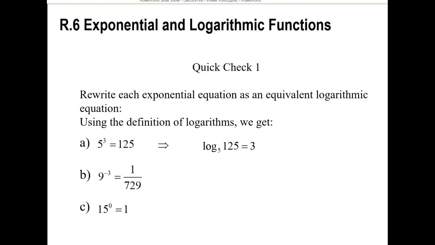So this part A, 5 to the third equals 125, means log base 5 of 125 equals 3. Part B, log base 9 of 1 over 729 equals negative 3. And part C, log base 15 of 1 would equal 0.